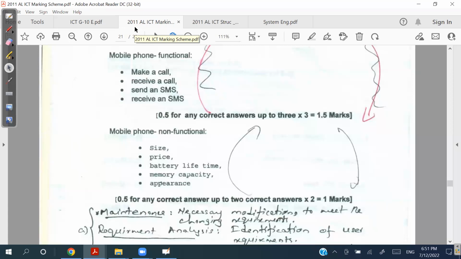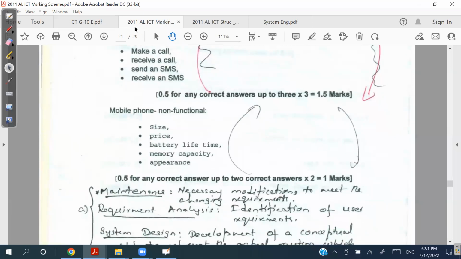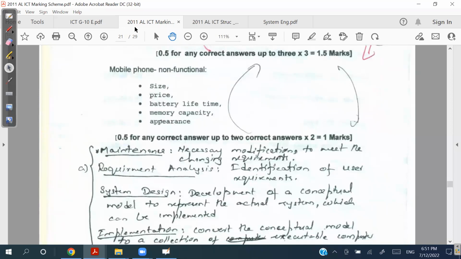So it's better you go with the IEEE standards. They have given 1.5 marks for the 3 functional requirements and 1 mark for the 2 non-functional requirements, so 0.5 for each part. Okay. Is it clear up to this part, people?